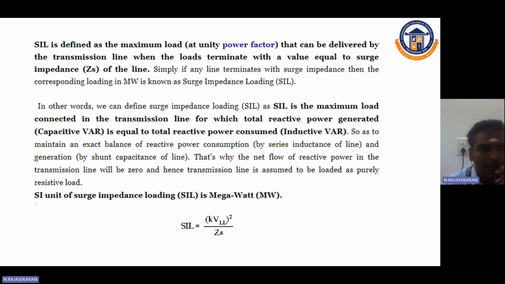This maintains an exact balance of reactive power, consumption and generation. So the net flow of reactive power in the transmission line will be zero, and hence the transmission line is assumed to be loaded at its natural load. The SI unit of surge impedance loading is megawatt, and it is equivalent to kilovolt squared divided by Z_S.